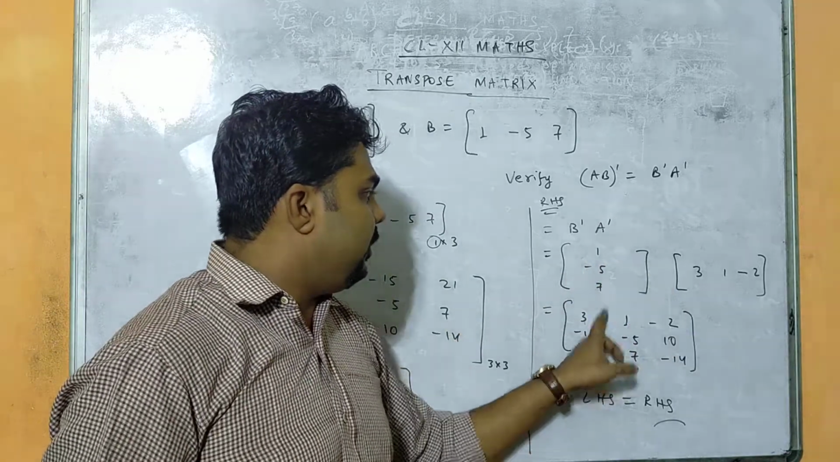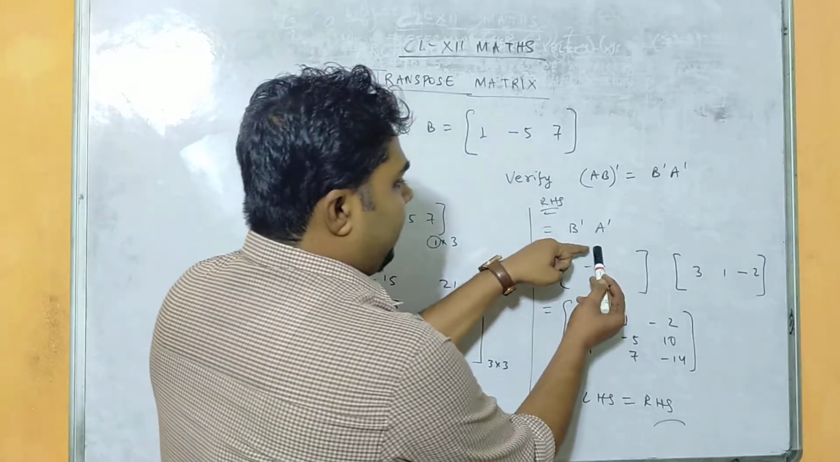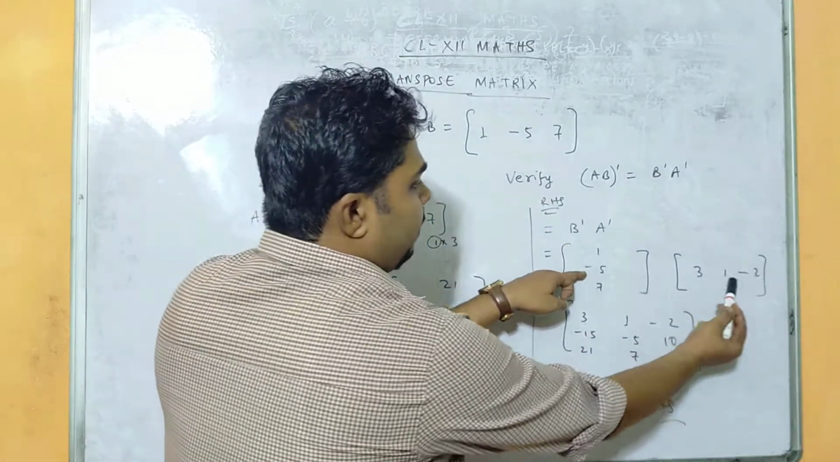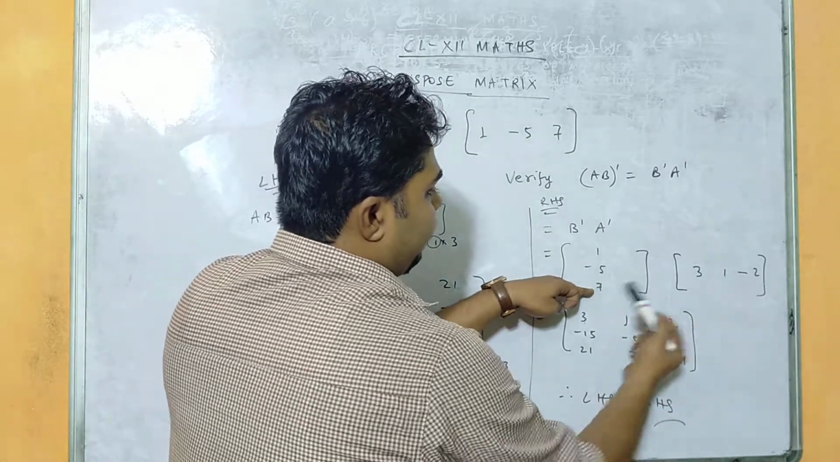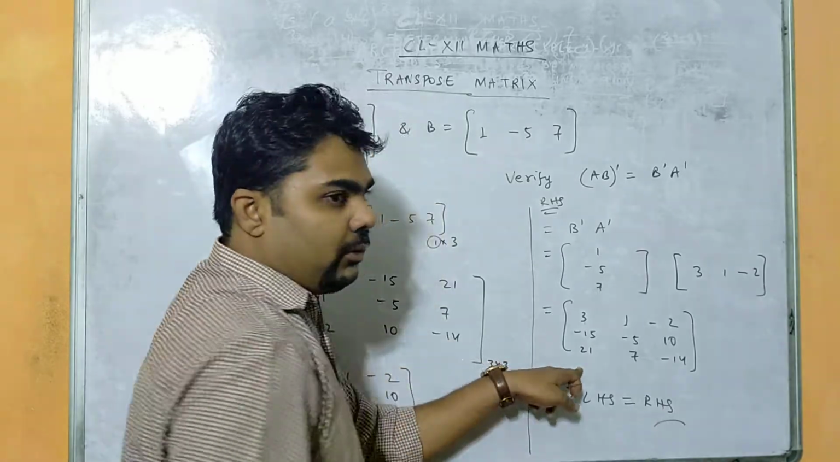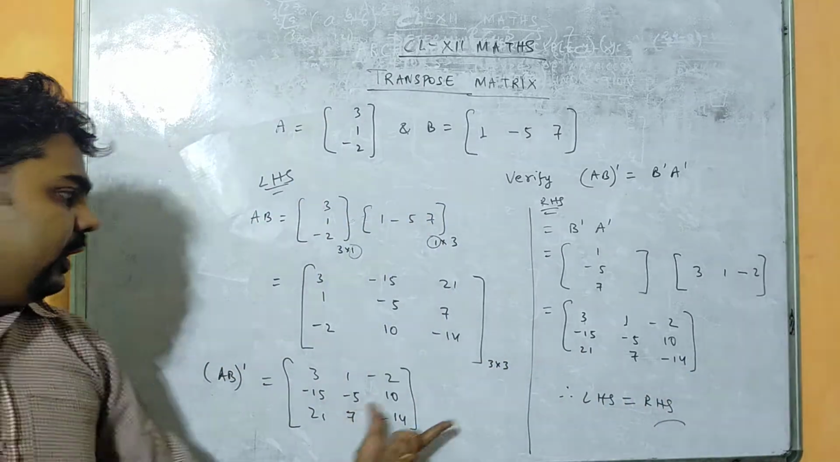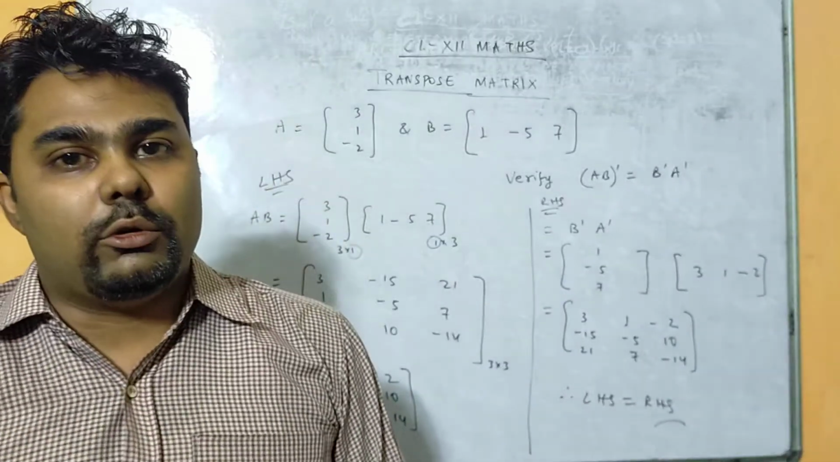1 into 3, 1 into 1, 1 into minus 2. So likewise I have multiplied 1 with these 3, we got row 1. Similarly minus 5 with all these 3 elements, we will get row 2. 7 into 3, 7 into 1 and 7 into minus 2, we will get row 3. So it has been seen that the matrices which we got for left hand side and right hand side both are identical. So therefore LHS equals RHS.